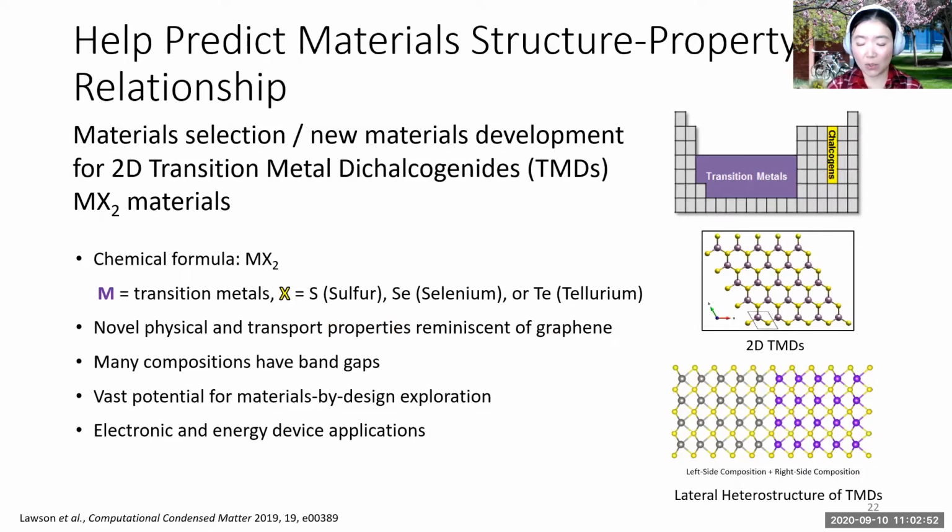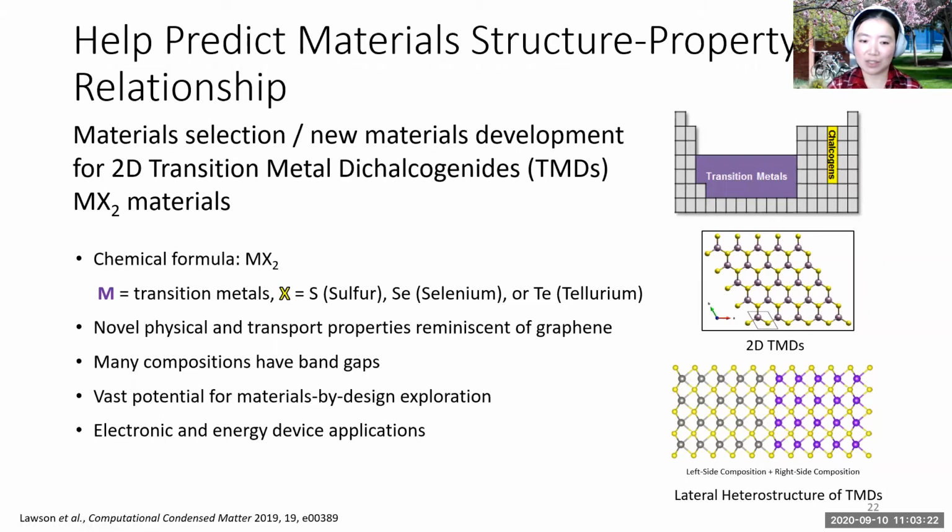And we can also combine two types of these transition metal dichalcogenides together to form something called lateral heterostructures. The left side composition will be one type of transition metal dichalcogenide, and the right side corresponds to another type of transition metal dichalcogenide. So you see there will be a lot of combinations we can try.